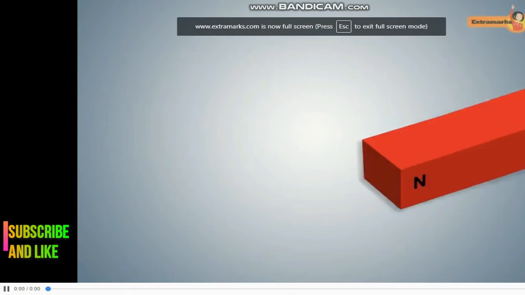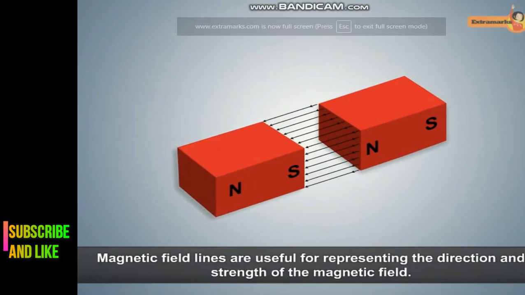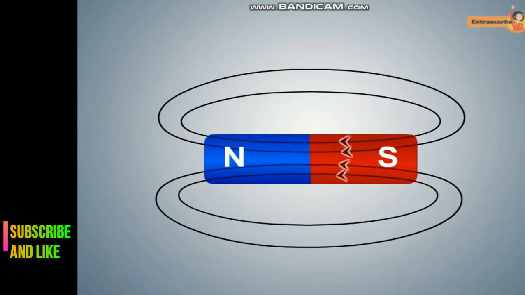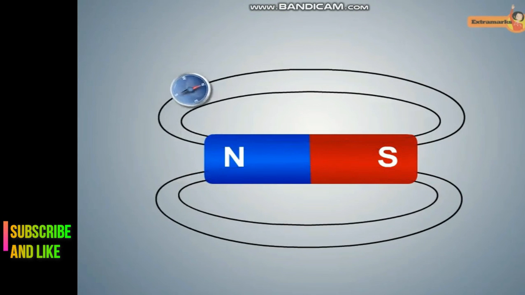Magnetic field lines are useful for representing the direction and strength of the magnetic field. The field lines are continuous and endless, forming closed loops. Magnetic field lines are defined to start on the north pole of a magnet and end on the south pole. Inside the magnet, they appear to move from south pole to north pole. The magnetic field direction is the same direction a compass needle points. When the magnetic compass is allowed to move in a magnetic field, the needle always rests along the tangent to the curve.